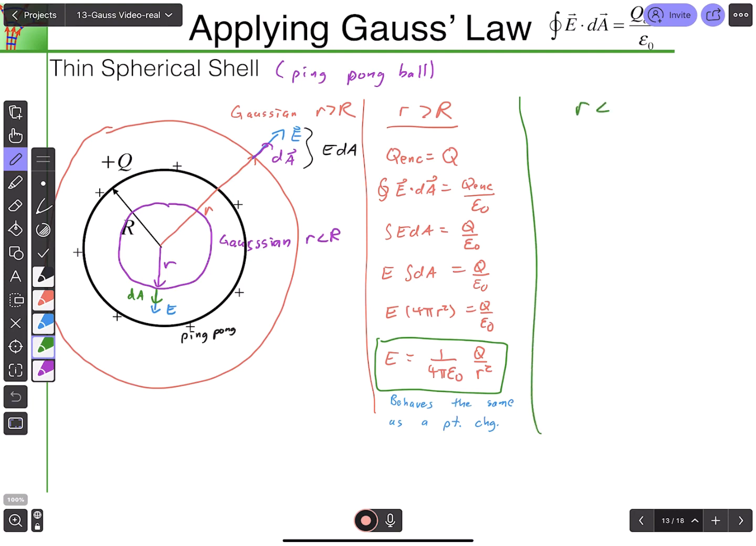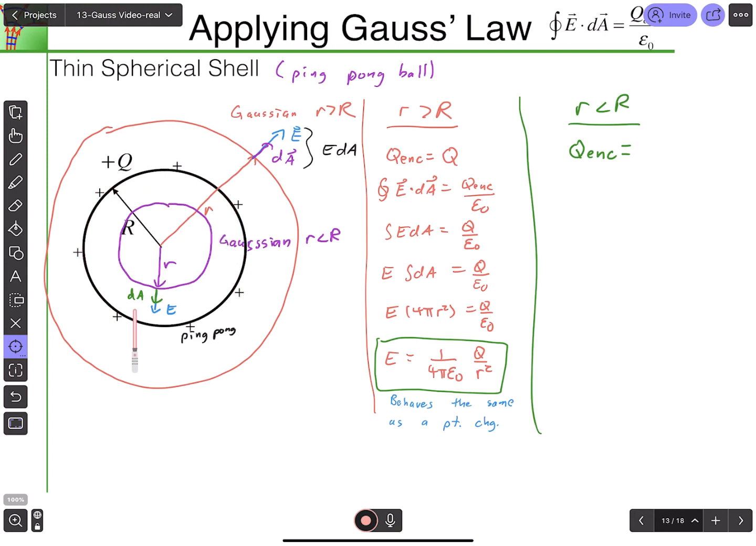So inside the sphere, the big difference here is what's the enclosed charge? The enclosed charge inside the sphere, right? How much is inside this surface? Well, none of it. All the charge is out here, outside that purple Gaussian surface. I'm really upset that I didn't do this in purple. Q enclosed is going to be 0 because there's no charge inside there. So that is going to make our derivation much easier.